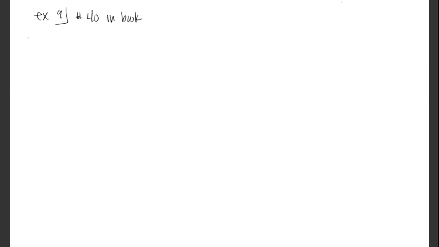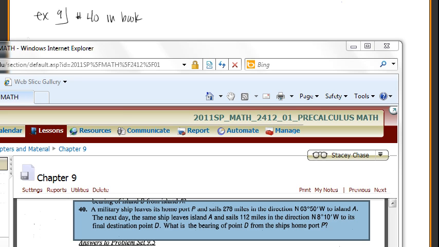So number 40 in the book. Let's pause and read and we'll be finished. And this so happens to be the very last problem in the section. A military ship is leaving its home and sails 278 miles in the direction of northwest to Island A. The next day, the same ship is going to leave A and sail 112 miles in the direction of northwest to point D. What is the bearing of D to port P, to its home?